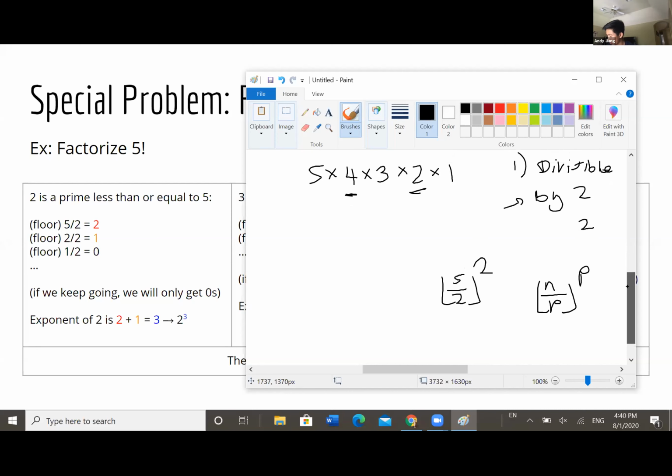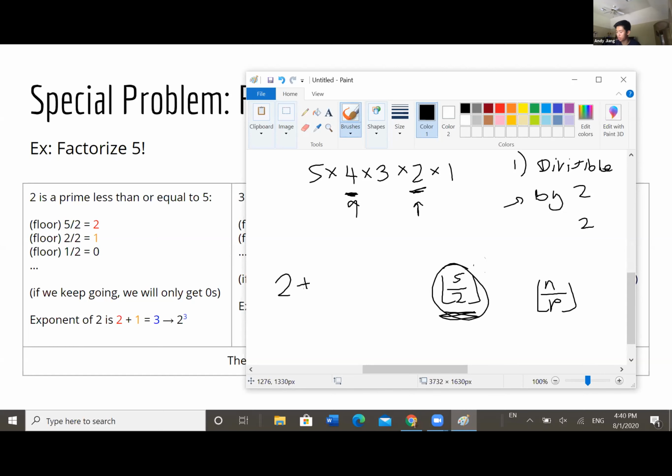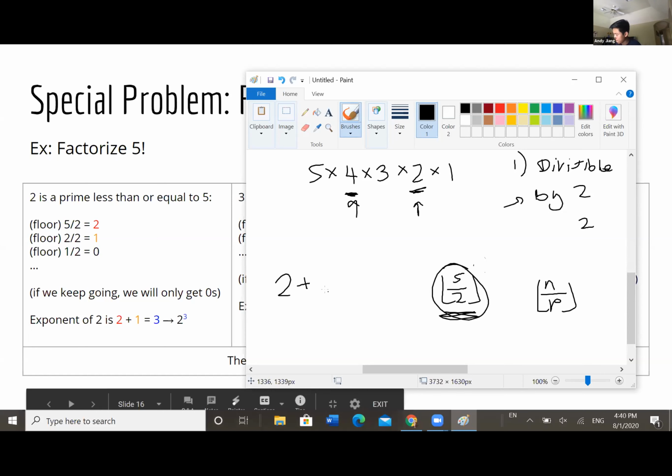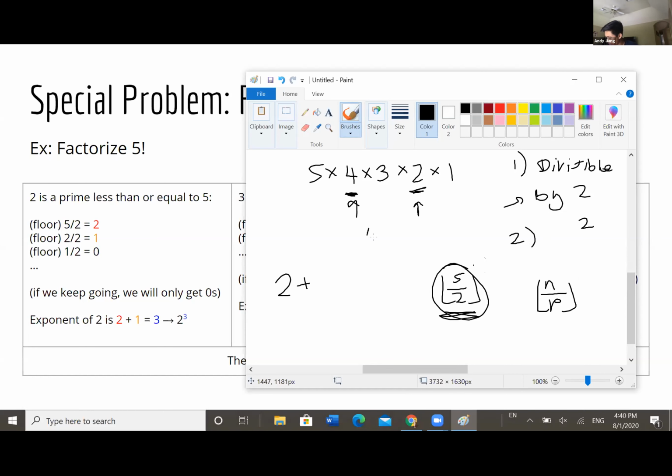All right, so for each of these numbers that are divisible by 2, I've now counted using this number. This number tells me that each of these numbers contributes at least one factor of 2 to the total. So I've now contributed 2 factors of 2. That's where this red 2 comes from. But I also know that numbers like 4 contribute two 2s to the factorization, and I've only counted one 2.